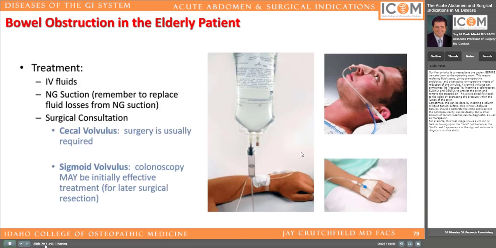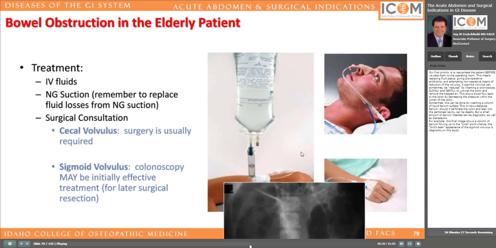Our first priority is to resuscitate the patient before we take them to the operating room. This means replacing their fluids and giving preoperative antibiotics and attempting non-operative means of reduction of the volvulus. A sigmoid volvulus can sometimes be reduced by inserting a colonoscope slowly and gently to untwist the colon and remove the trapped air. This allows blood flow back to the colon by decreasing the pressure within the lumen of the colon. Sometimes this can be done by inserting a column of liquid barium sulfate done by the radiologist.